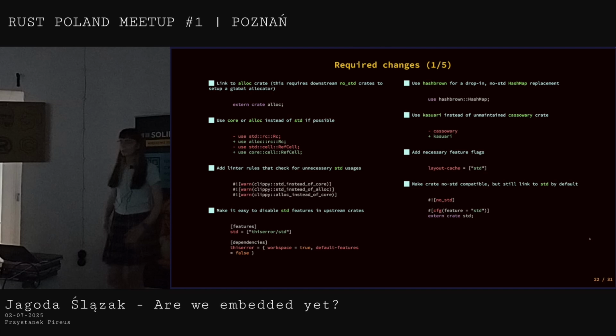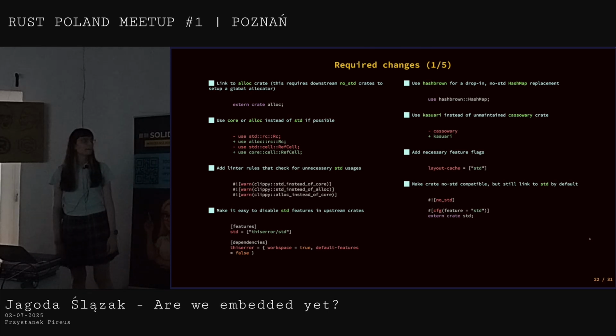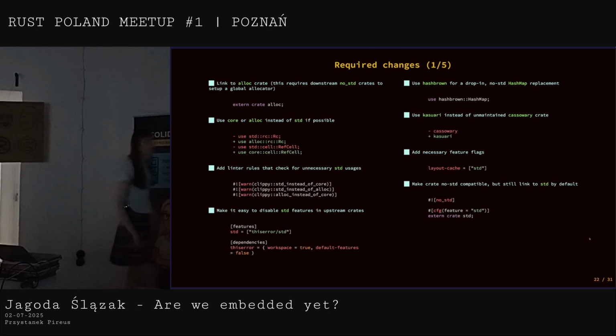We also had to add some additional feature flags. I will talk about the layout cache later, but if some feature needs std, then we already have the std feature, and just put it in there. And finally, we had to make the crate no-std compatible by adding the no_std attribute. Since we have the std feature, we can just link to std anyway using conditional compilation.